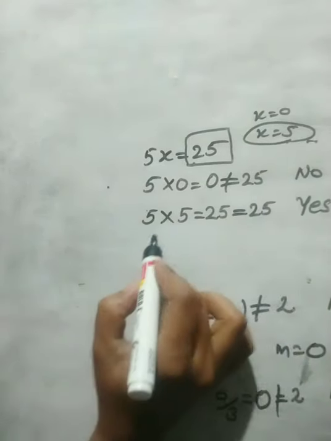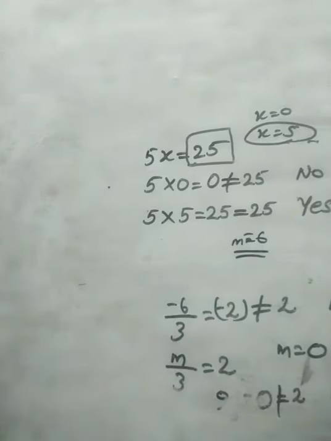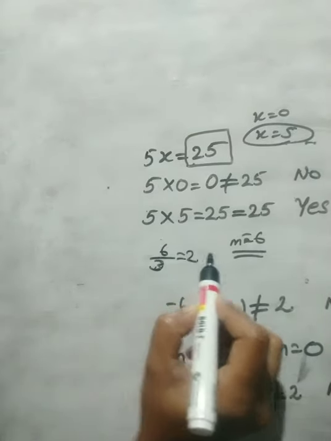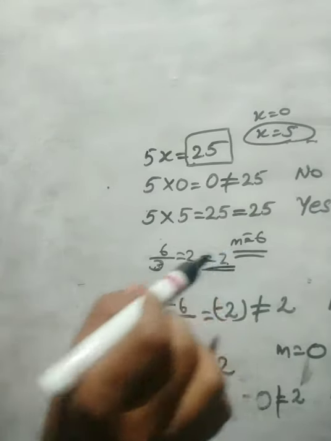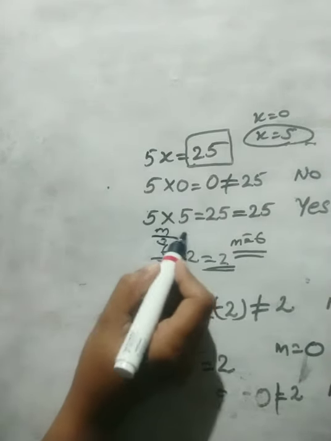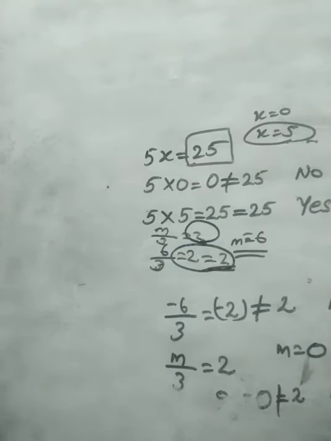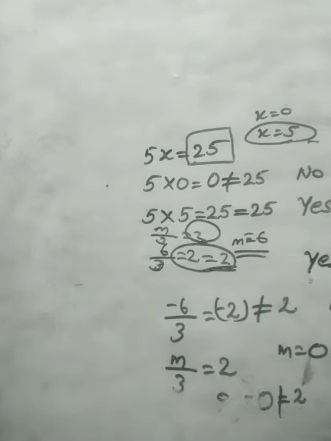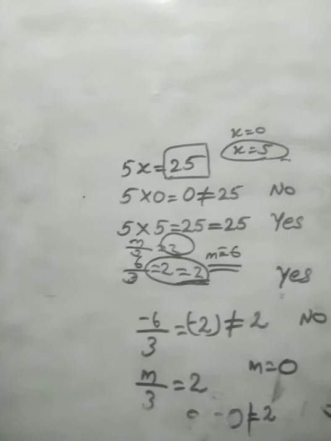Next, m is equal to 6. So we can apply that: 6 by 3 is equal to 2. So we got the answer 2 itself. When we substitute the value of m in this equation, m by 3 is equal to 2, we got the same RHS itself. Here the RHS is 2. So this equation is satisfying. Got it? This way you have to complete all these questions. That was the 4.1 first question. Okay.